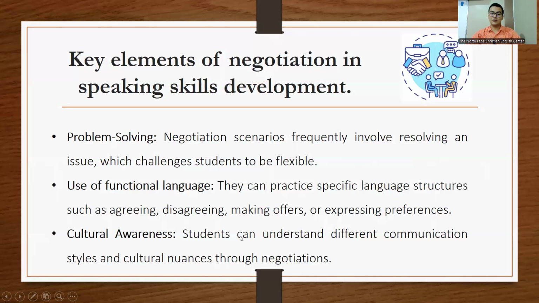Cultural awareness: students can understand different communication styles and cultural nuances through negotiation. This is also important because, taking the US as an example, each state has a particular accent. So it's also good to teach them the tone of voice, probably pronunciation. So that's something to keep in mind.